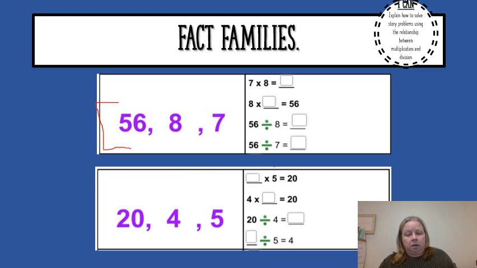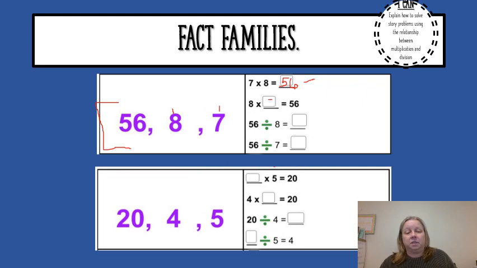All right, let's look at the first one up here. 7 times 8. All right, so I have my 7 and my 8 already. So what do I need? I need the 56. All right, what's missing in the second one? 8 times blank equal 56.